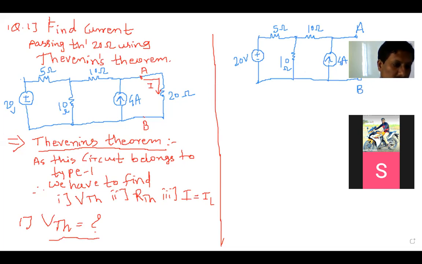I will remove this load resistor because I have to make the two terminals open here. And I am going to find VTH now. VTH is nothing but the open circuit voltage between terminals A and B, so this is plus here and this is minus here. The question is how to find VTH. Which method can we use? Current division, voltage division, KCL, KVL, nodal analysis, mesh analysis. Which method is suitable to find VTH? Nodal analysis. Yes, very good.